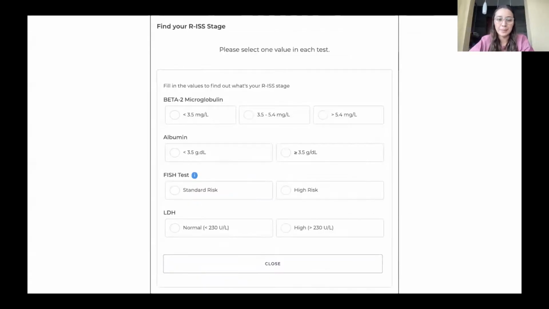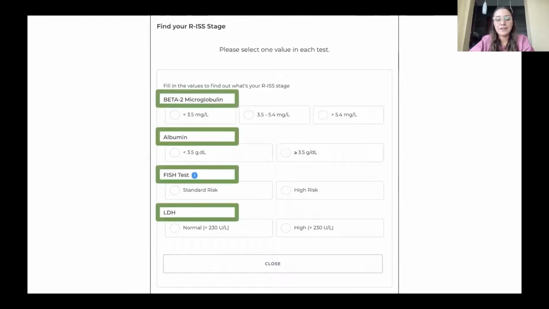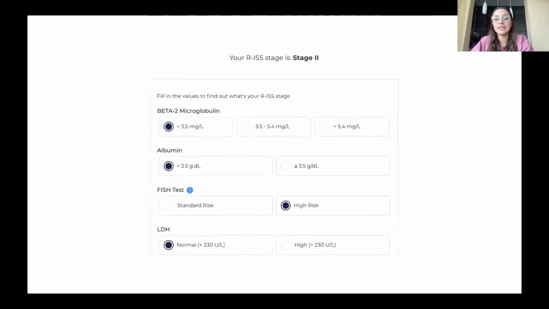This is an example. We would have to fill in all the values. Remember, the beta-2 microglobulin at the moment of diagnosis, the albumin, the FISH test results, whether they are standard or high risk, and the LDH. After we do this, remember this is just an example, you will get your RISS stage on top, and this example is stage 2, but depending on the values that you enter, you will get your staging.